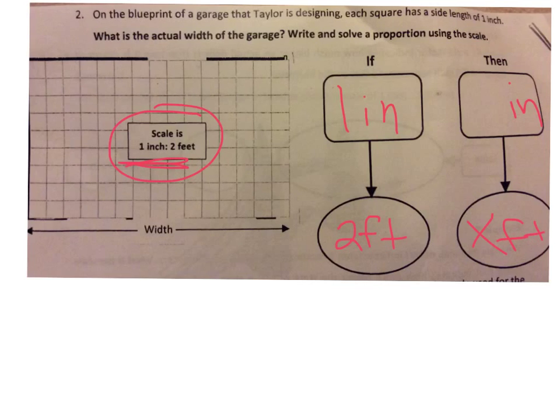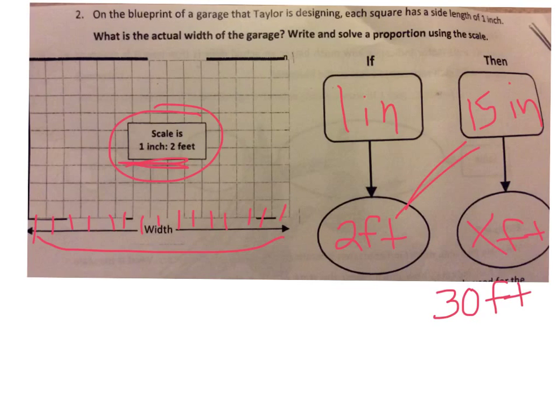Now, it doesn't directly say how many inches our width is, but if you count each one of these squares, 1, 2, 3, 4, 5, 6, 7, 8, 9, 10, 12, 13, 14, 15. So 15 inches wide. We can multiply across and divide, multiply diagonally if you like. 2 times 15 is 30, divided by 1 is still 30. So the real garage is going to be 30 feet.